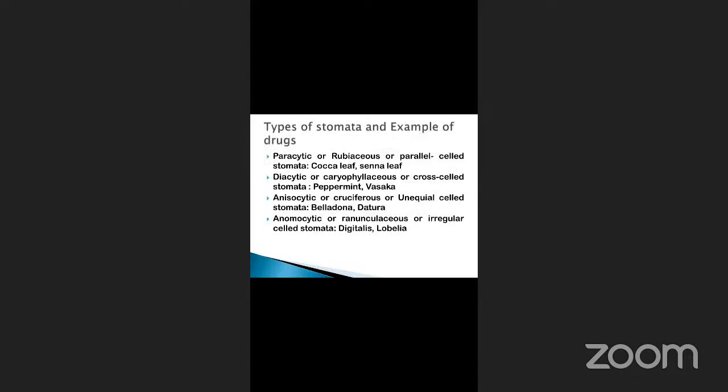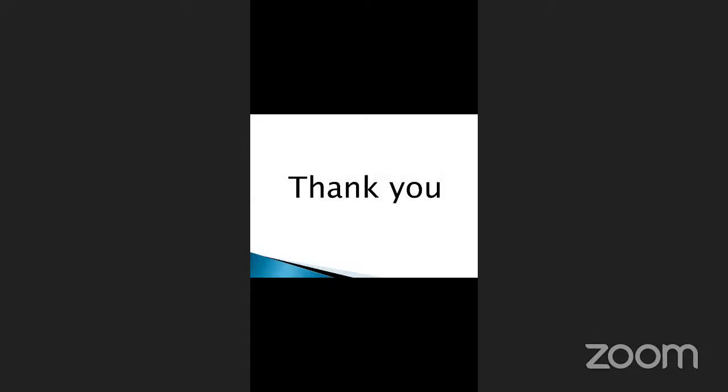Next, types of stomata examples, already discussed. Parasitic or rubiaceous: coca leaves, senna leaves. Diacytic: peppermint. Already discussed. Next topic.